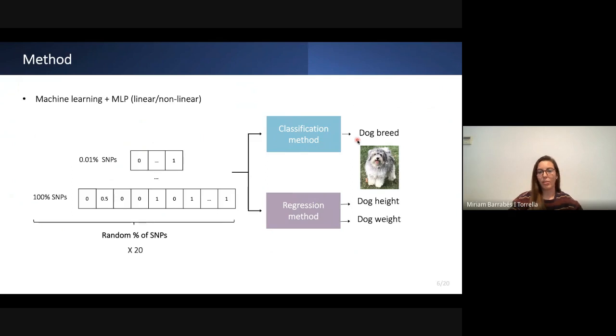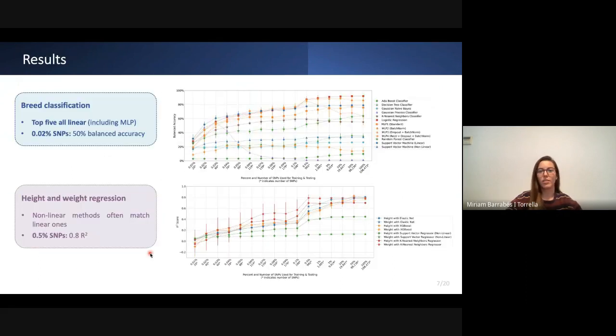For predicting the dog breed, we use several machine learning classifiers. And for predicting the dog height and weight, we use several regressors. As part of the classifiers, we also trained a multi-layer perceptron, both in linear and nonlinear modes. And as input to the models, we used different percentages of the dog DNA sequences, which were randomly sampled. And we repeated this for 20 experiments. So these are the results of our study.